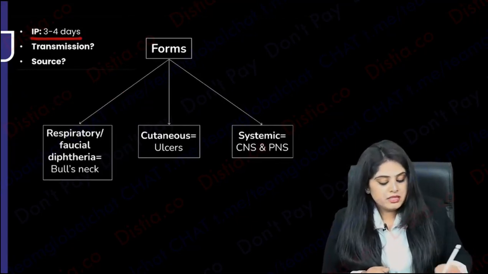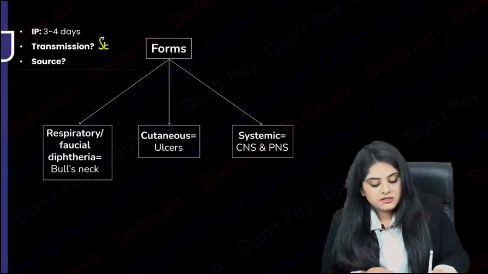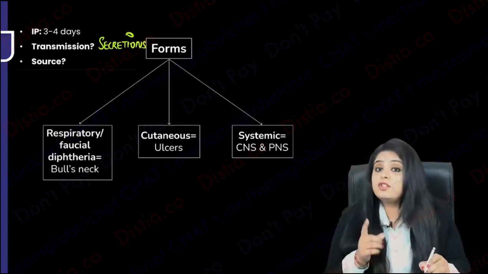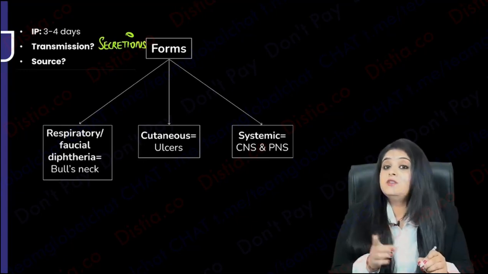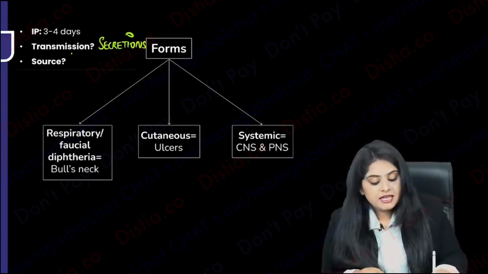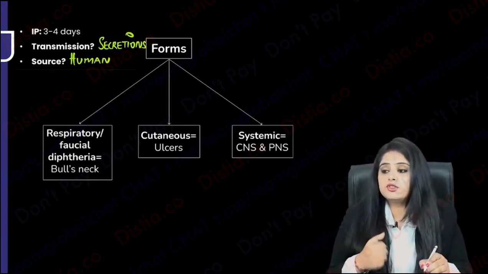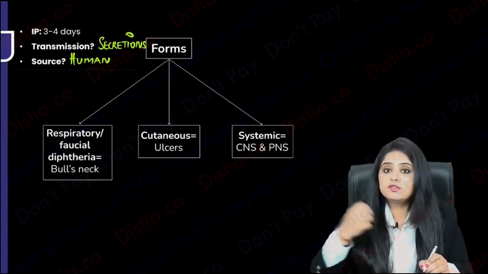The incubation period is very short, that is 3 to 4 days. The transmission is going to occur with the help of secretions. So this means there is droplet infection, which means when you treat the patient, you will need droplet precautions. Keep that in mind. The source is going to be all of us. So anytime you have a patient of diphtheria, you have to maintain droplet precautions, because humans are the source and it spreads by secretions.